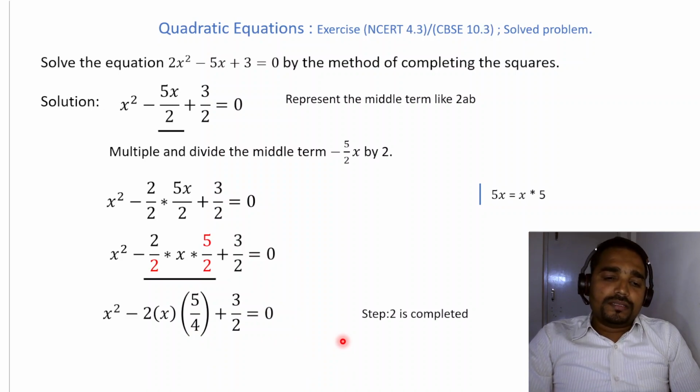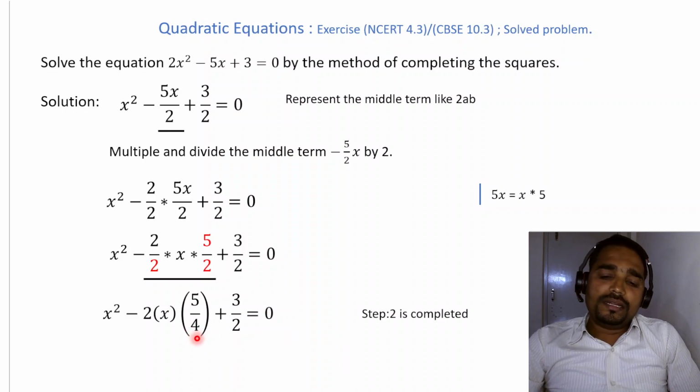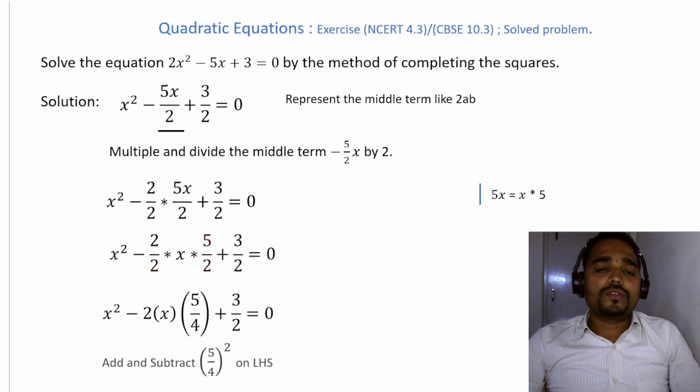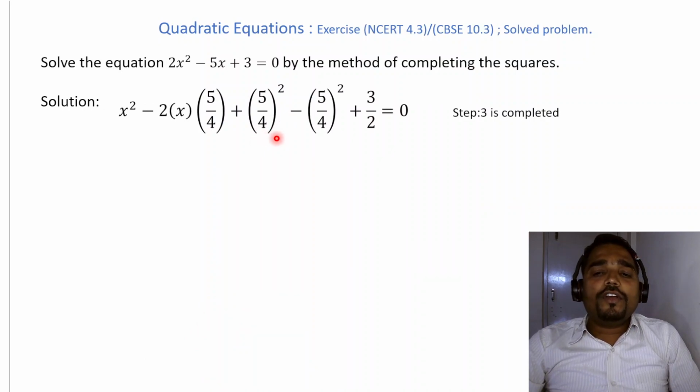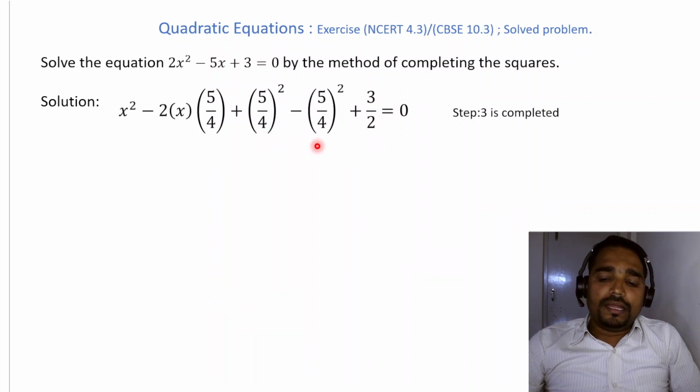Third step is, now we will have to add and subtract the b square term, because in place of b we have 5 by 4. Let's add and subtract 5 by 4 whole square. So here we see that 5 by 4 whole square is getting added and subtracted. Now this completes step number 3.